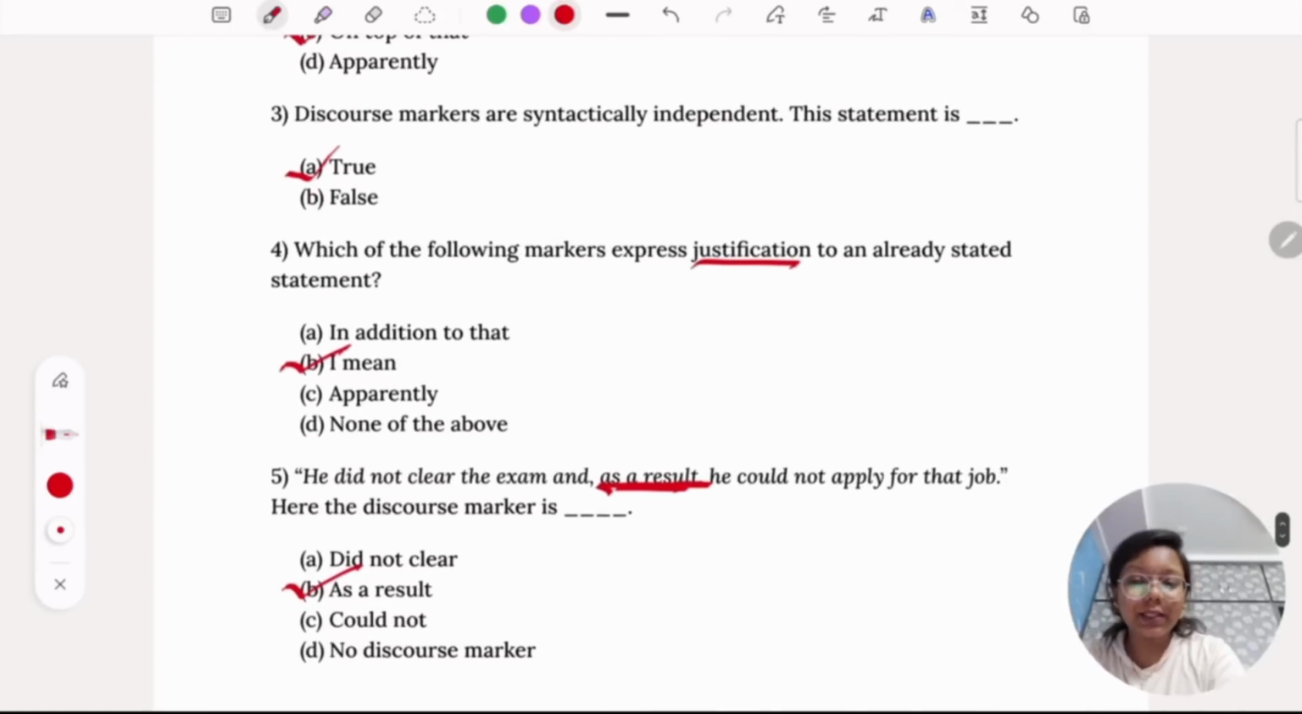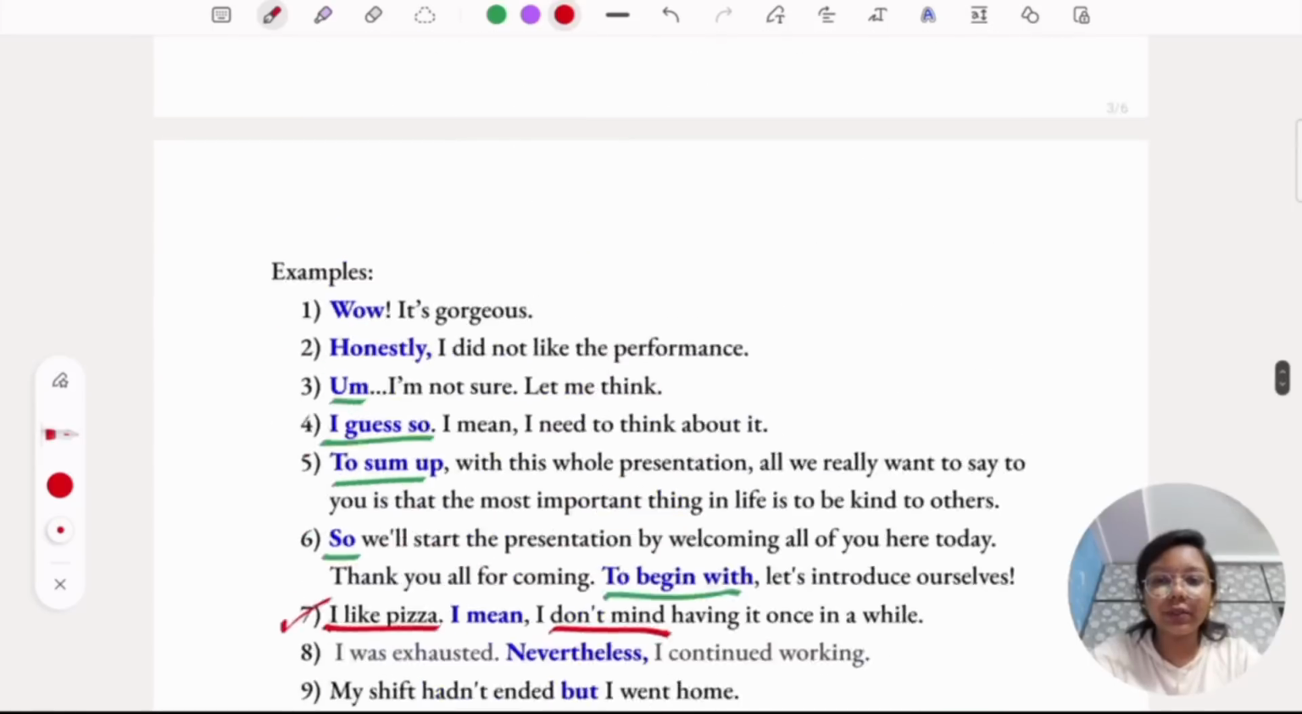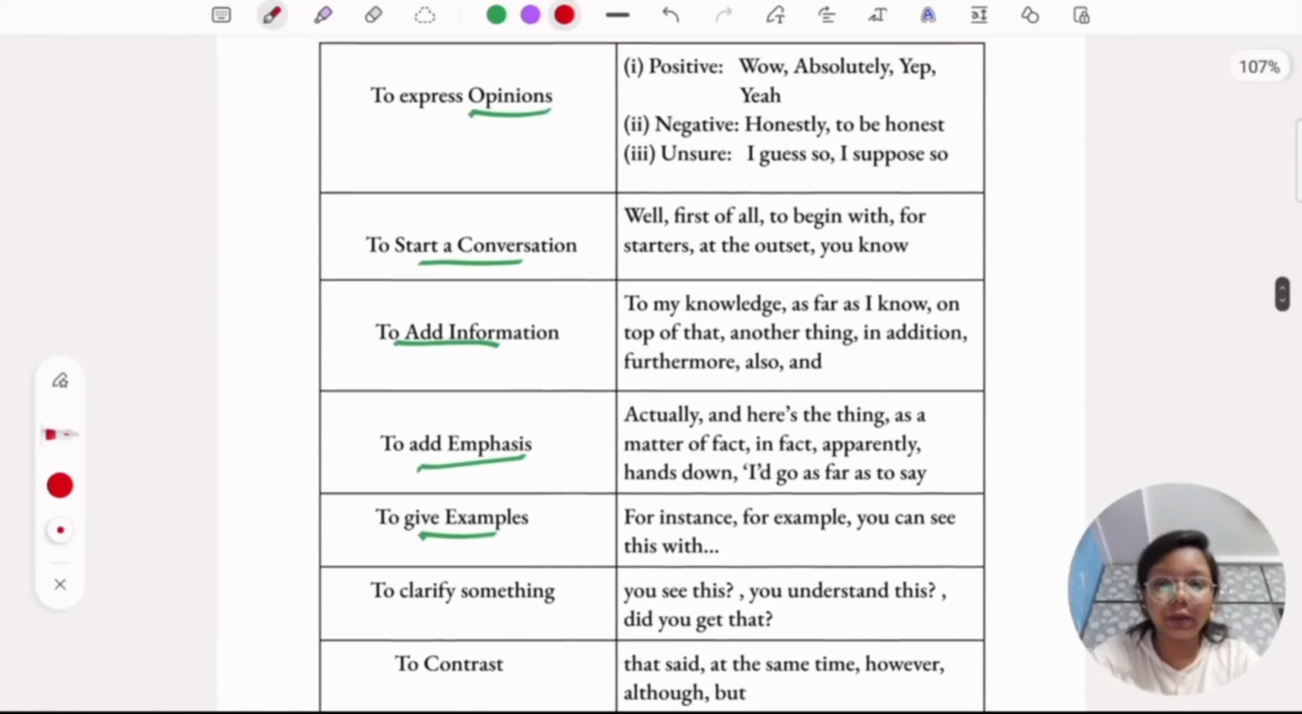So hope you guys understood this topic. It's very easy. Just go through this table so that you get an idea of what kind of words come under which category, so that you don't get confused.